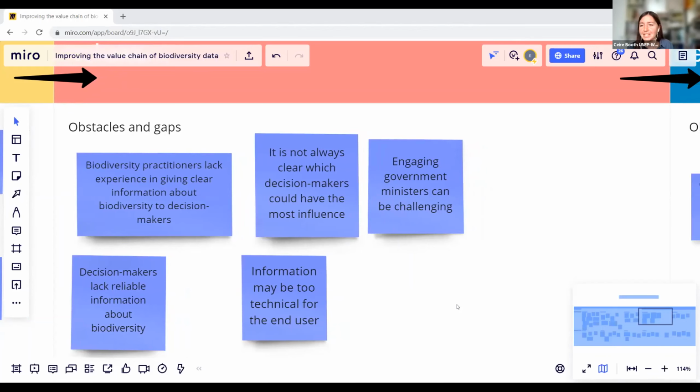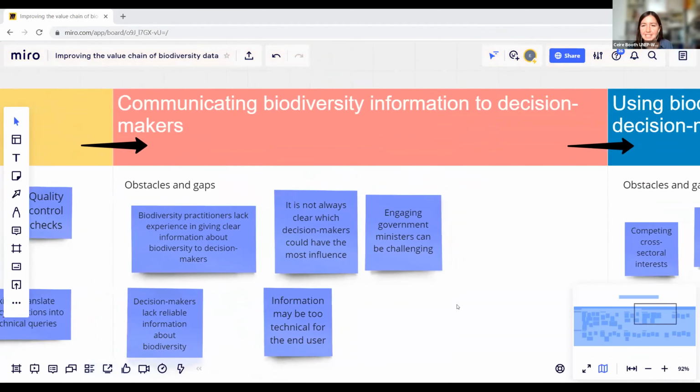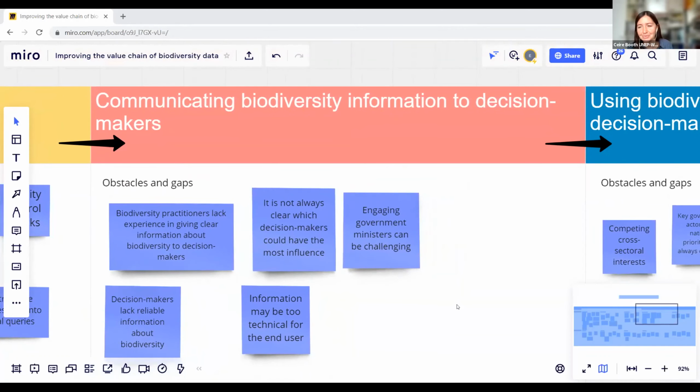So if any of our panelists would like to come in and reflect on any of the points in the obstacles and gaps section here, I welcome you to do so.